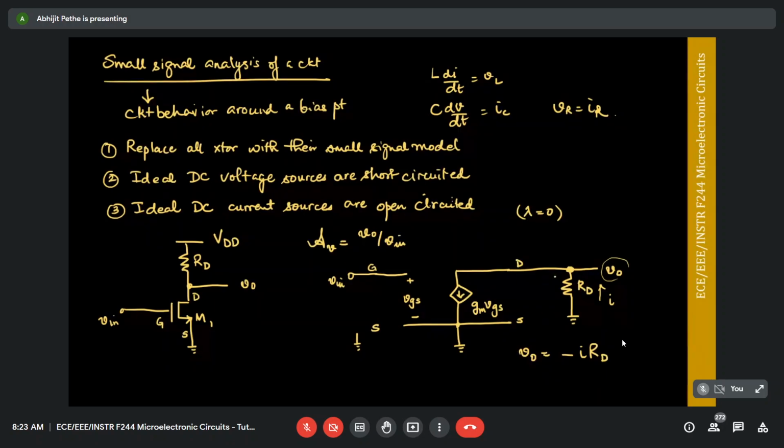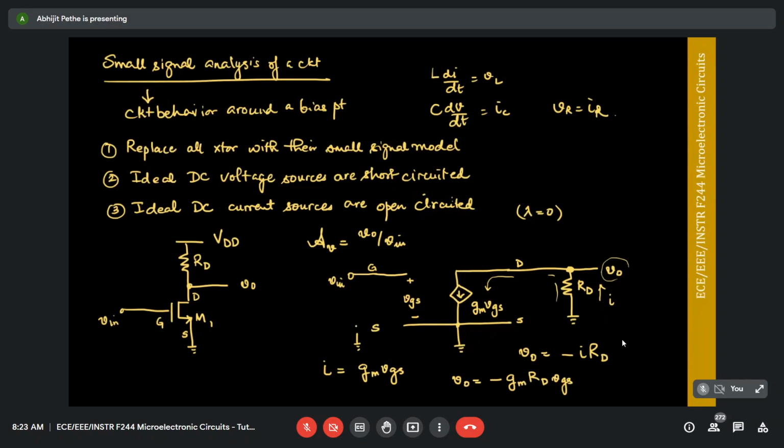Now we know from KCL that there's no other resistance connected to V0, so whatever current is flowing through RD, the same current is flowing through this branch of the circuit to ground. So I is nothing but gm times VGS, and therefore my V0 is given by minus gm RD VGS.